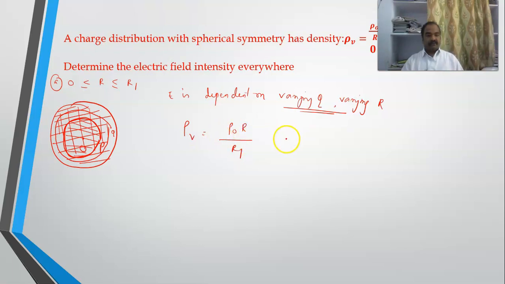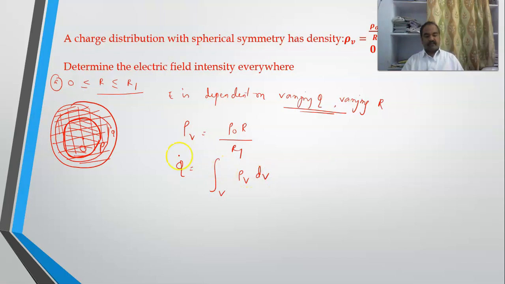In this region of 0 to R1, this is what they have given. So first of all, let us try to determine the value of Q. When a volume charge density has been given, the formula is integral over V of rho V dV.